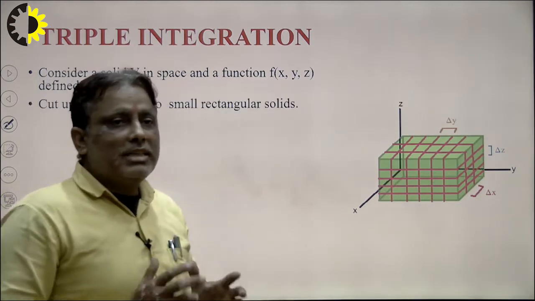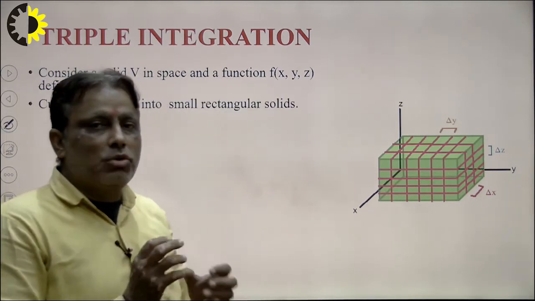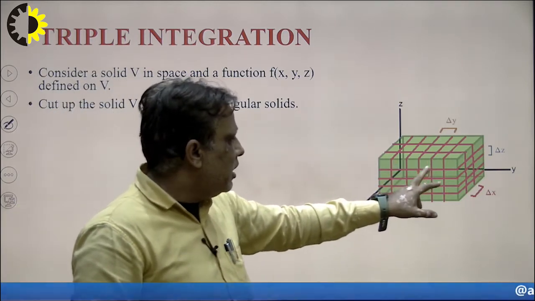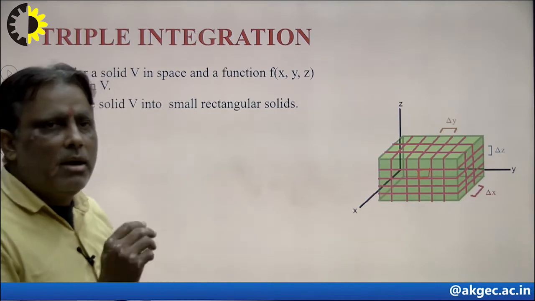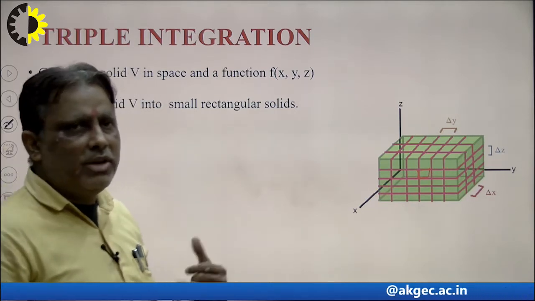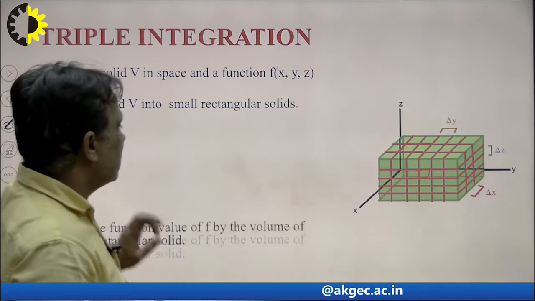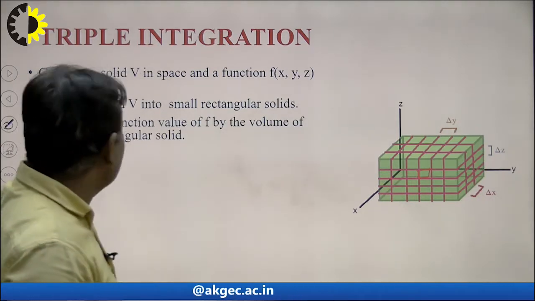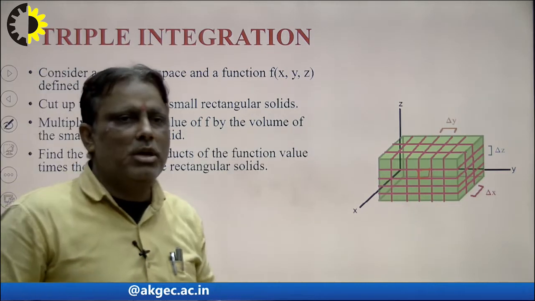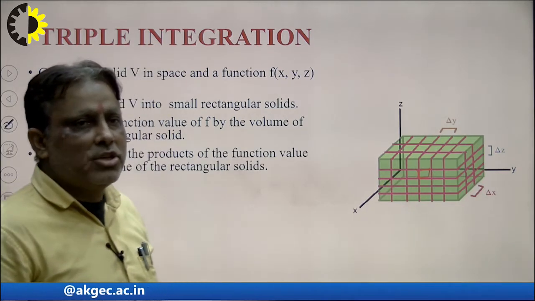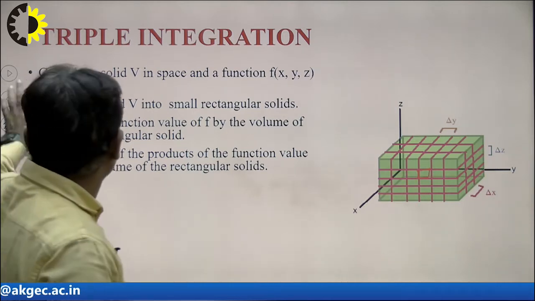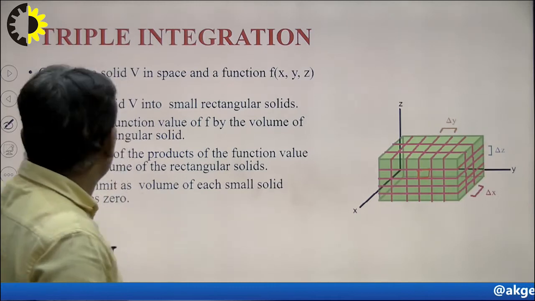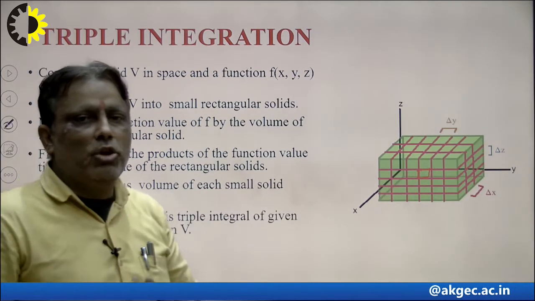Now cut the solid V into small rectangular solids. I draw a small rectangular solid here, suppose I want to cut this portion. By taking the limit over the solid we calculate its volume. Multiply the function value f by the volume of a small rectangular solid. In this way we find the sum of the products of the function value and the volume of each rectangular solid, and we find the limit to calculate the value of the volume of the solid.